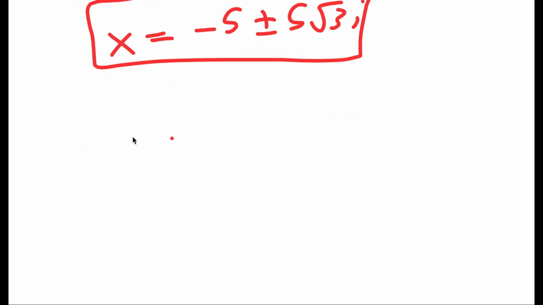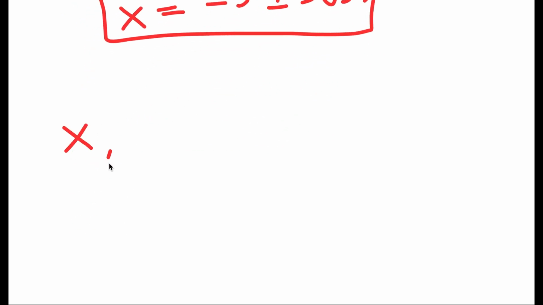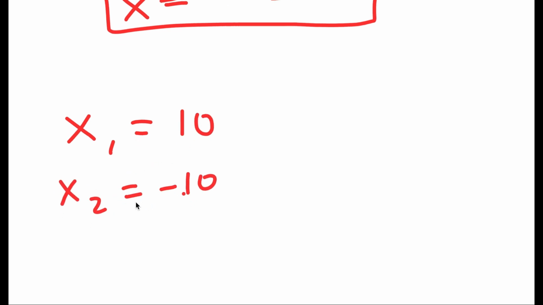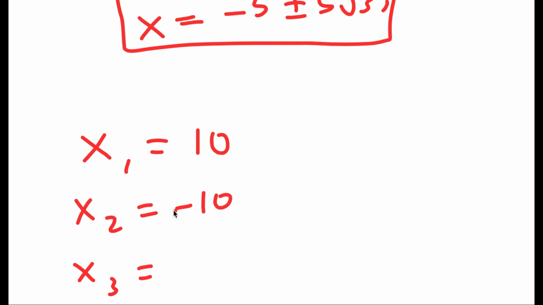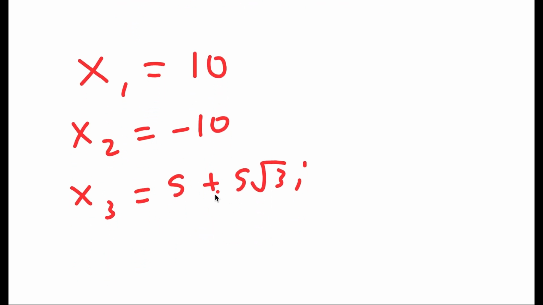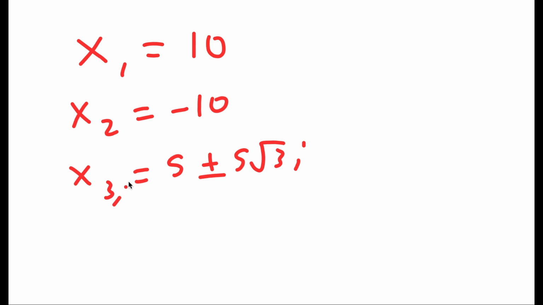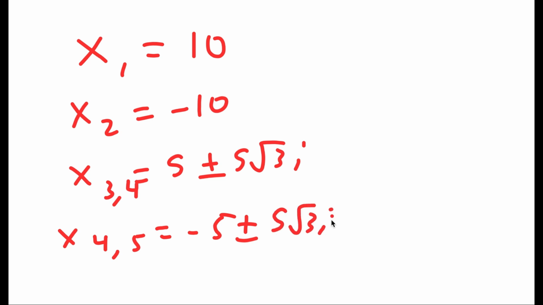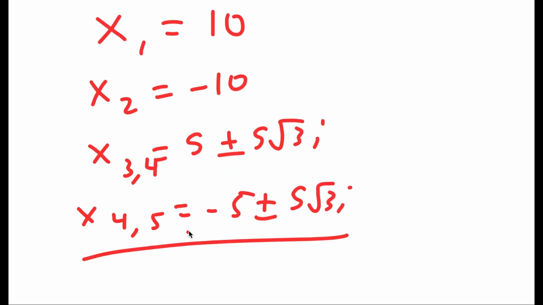So now to write down all my solutions, my first solution is 10, my second solution is negative 10, my third solution is 5 plus 5 root 3i. I'll just say 5 plus or minus, so third and fourth, and my fifth and sixth are negative 5 plus or minus 5 root 3i. So these are my solutions.